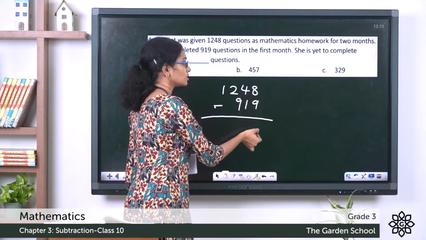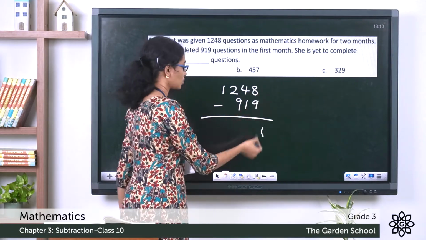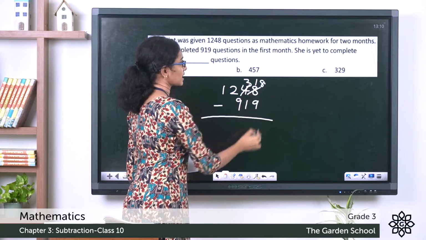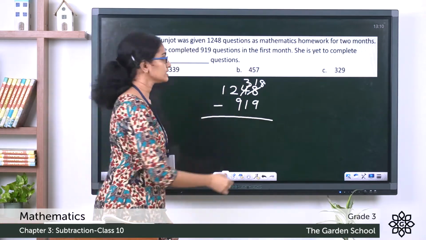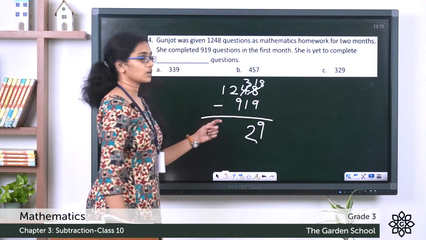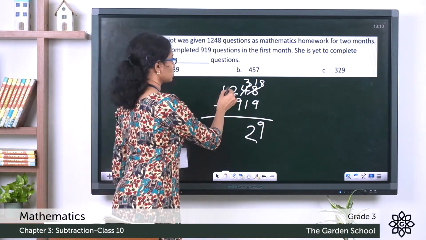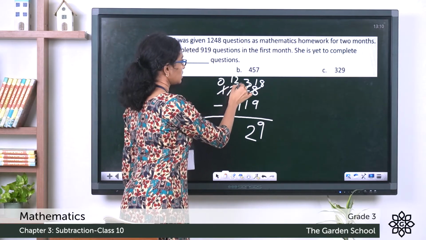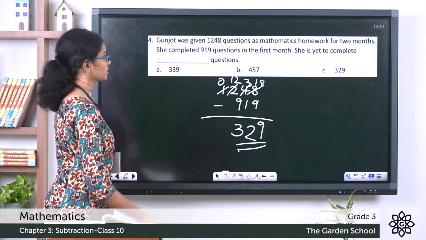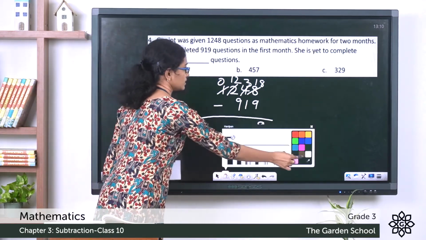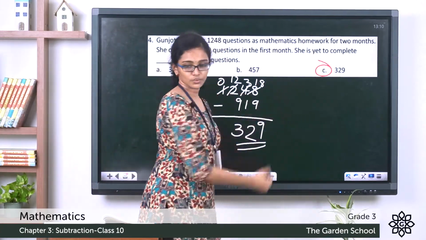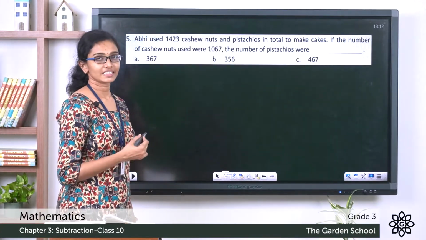Let's do the subtraction. We cannot take away 9 from 8. So what do we do? We borrow and regroup. So this will become 3. This becomes 18. 18 minus 9 is 9. 3 minus 1, it is 2. Now we cannot take away 9 from 2. So we regroup. So here it is 12. 12 minus 9 is 3. So what is the option? The correct answer for this one is option C, 329. Now let's see the next question.